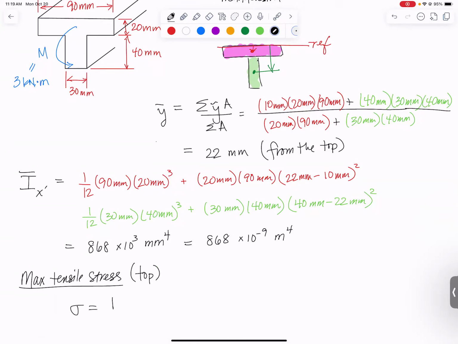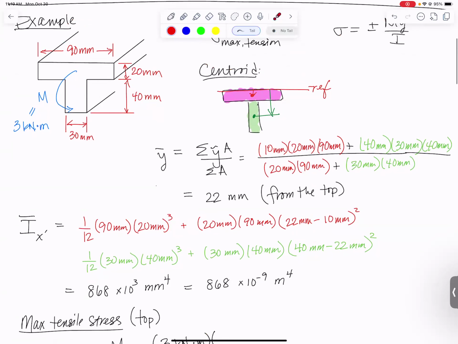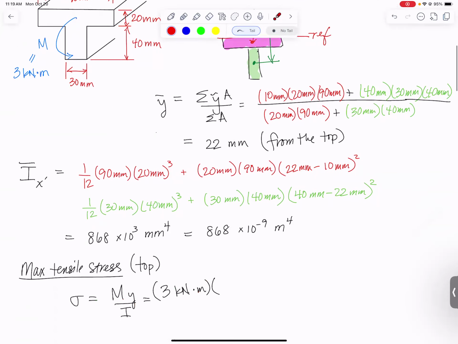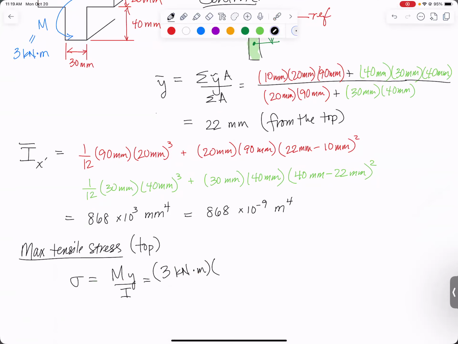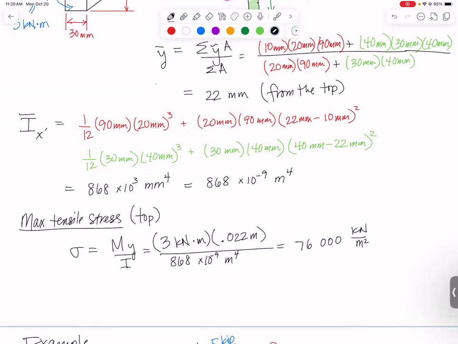Stress is going to be M times a y distance divided by I. Our moment is 3 kilonewton meters. Our y distance is the distance that we go from the centroid, 22 millimeters down, up to the very top. So that's 22 millimeters, but let's put all of these things in regular meters. So I'm going to call that 0.022 meters. And let's divide by our moment of inertia, 868 times 10 to the minus ninth meters to the fourth. That comes out to be 76,000, and this was kilonewtons per meter squared. So that's a kilopascal, or probably better to just call that 76 megapascals.